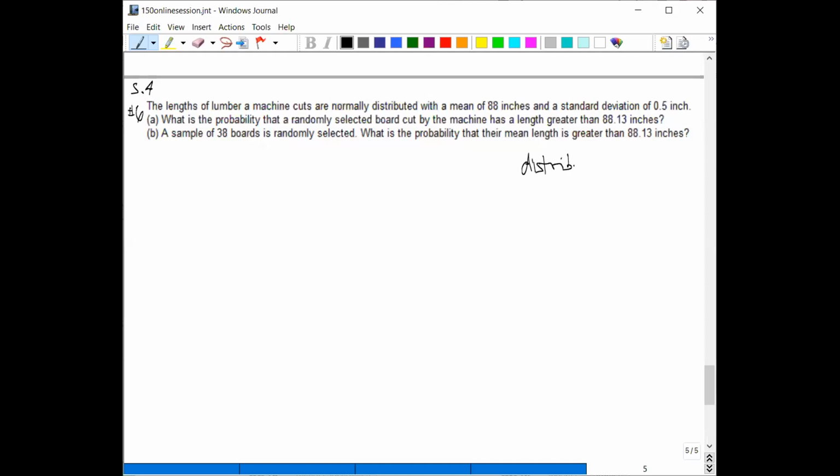Remember that one of the key things I always say for these problems is to make sure that you can describe the distribution. So what do we know about the distribution? First of all, it says the distribution is normal. And second of all, there's a mean of 88 inches, so mu equals 88. And there's a standard deviation of 0.5, so sigma equals 0.5.